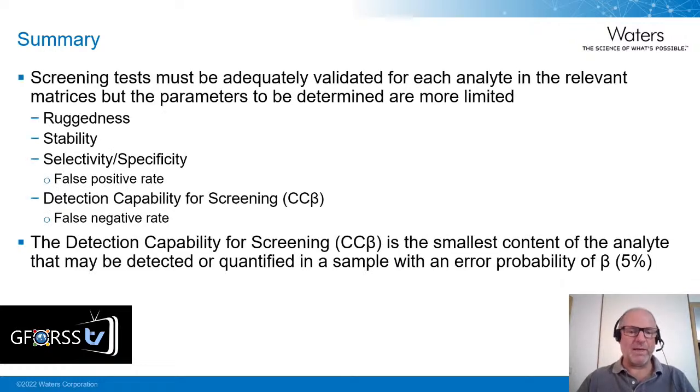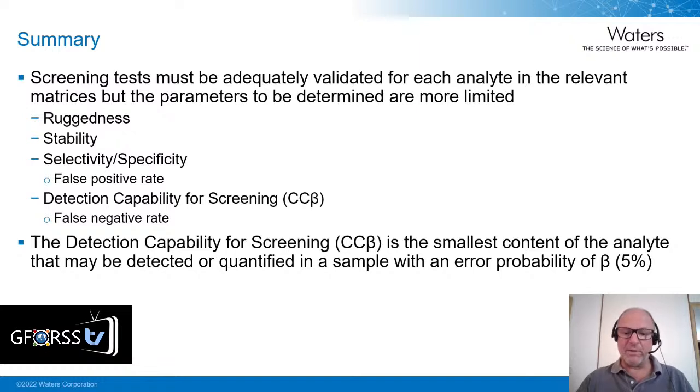As with confirmatory tests that we saw previously, screening tests must also be adequately validated for each of the analytes of interest in the relevant matrix. But as we've shown, the parameters to be determined for screening are more limited. So we need to assess the ruggedness, the stability, the selectivity, and the detection capability for screening.